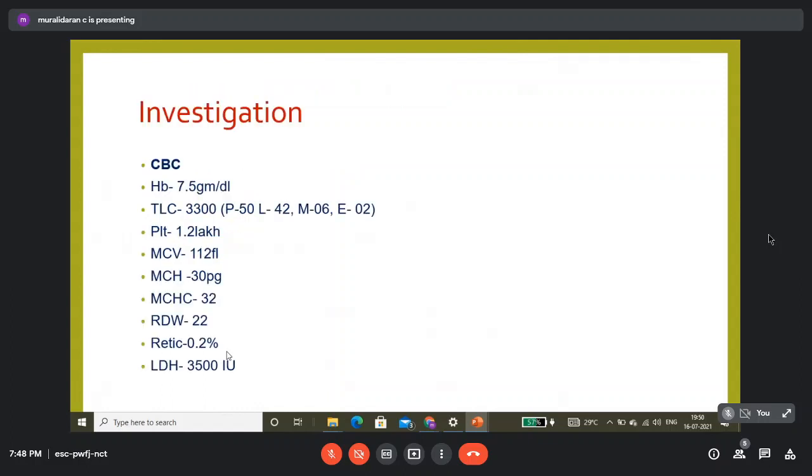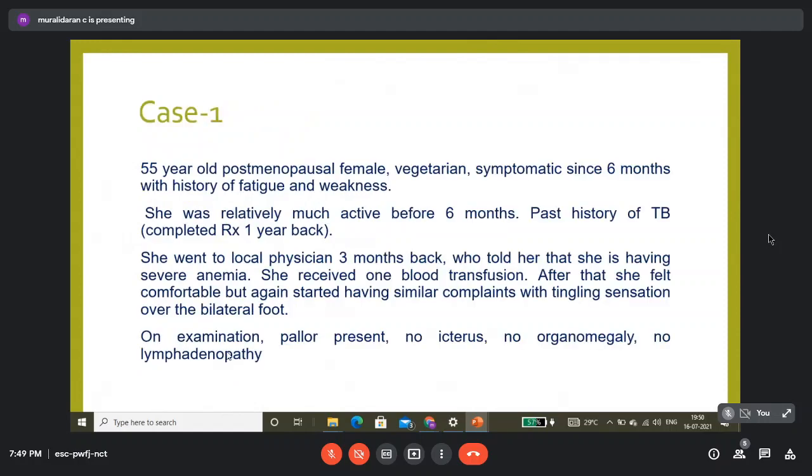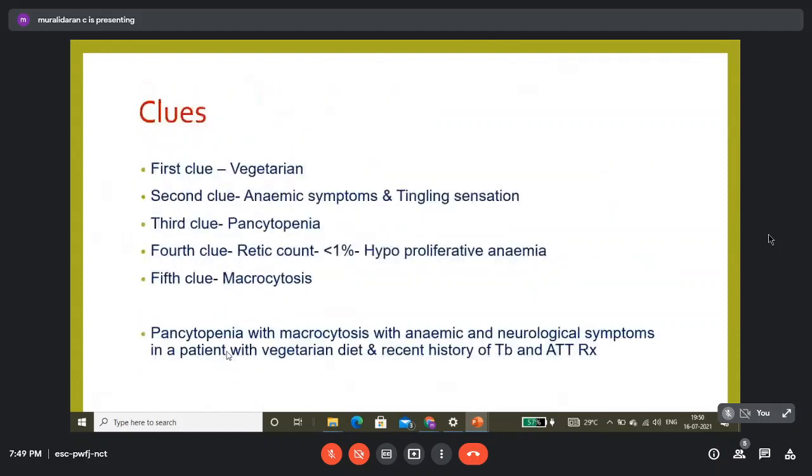So this is a classical history. If you see this investigation and clinical history, there are multiple clues. The first clue is that she is a vegetarian. In any elderly patient in a country like India, where many vegetarians are present, who presents with anemic symptoms and a tingling sensation, and the third clue is presenting with pancytopenia, though not severe, it definitely has features of pancytopenia. And there are features of hypoproliferative anemia, which can be seen with the retic count, where retic is less than 1%.